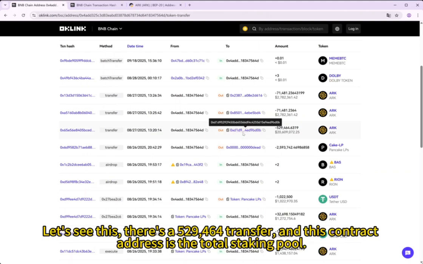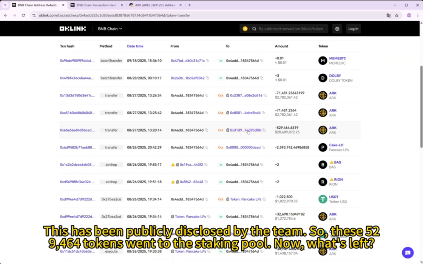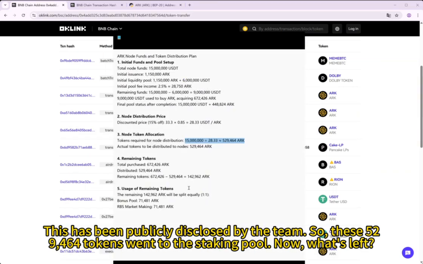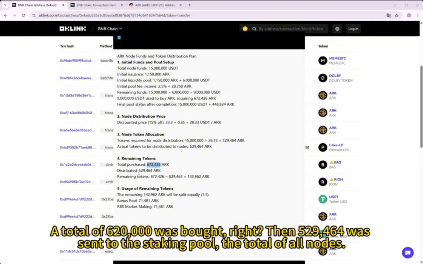Let's see this. There's a 529,464 transfer, and this contract address is the total staking pool. This has been publicly disclosed by the team, so these 529,464 tokens went to the staking pool. Now, what's left? A total of 620,000 was bought, right? Then 529,464 was sent to the staking pool, a total of all nodes.